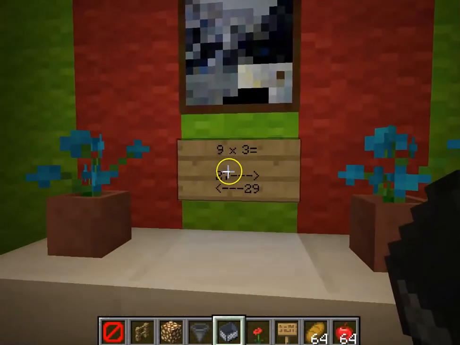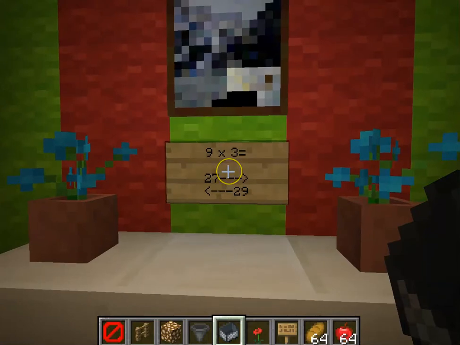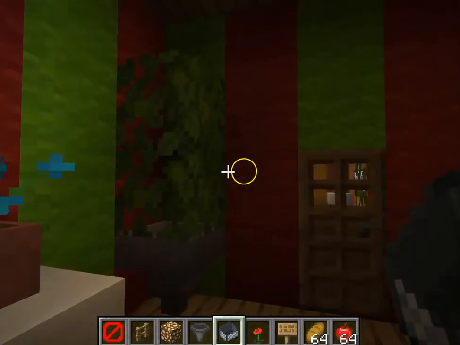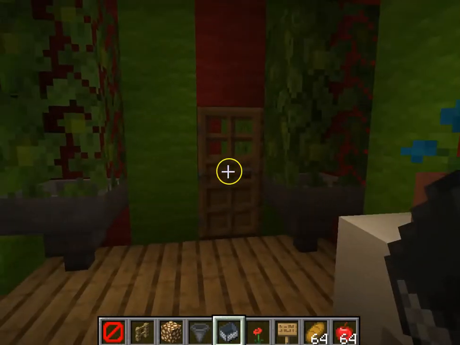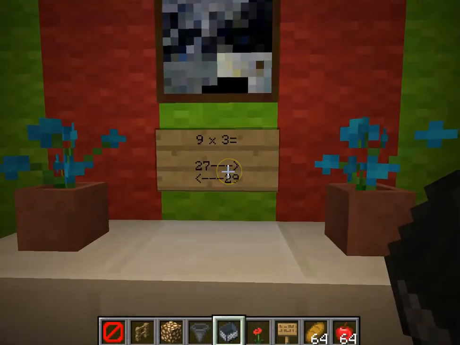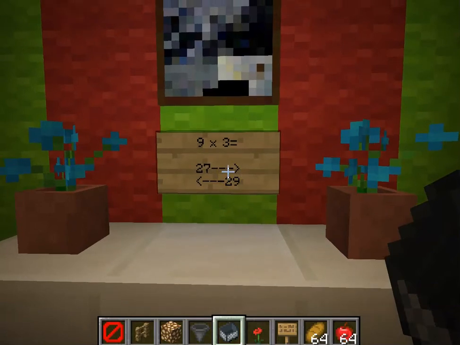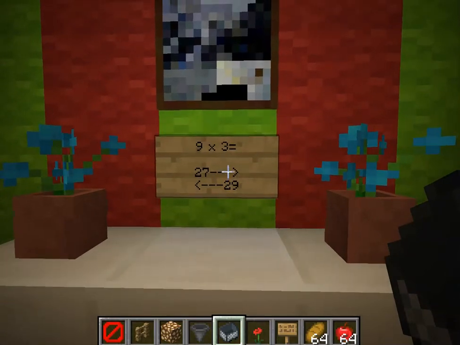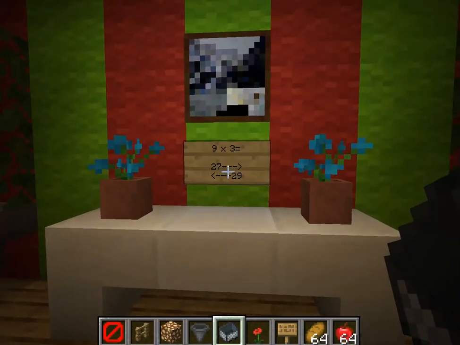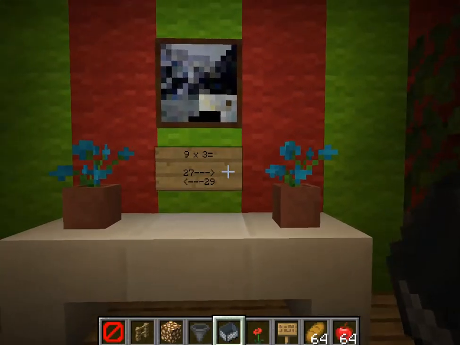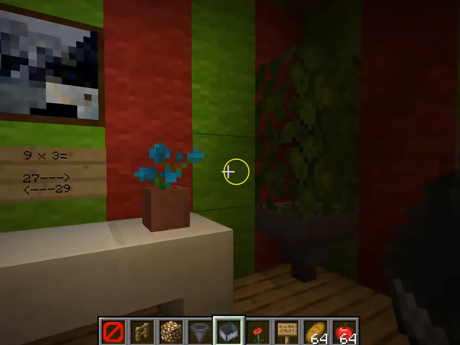9 times 3. That's 9 plus 9 plus 9. Is it 27 or is it 29? 9 times 3. What do you think? That's right. 9 plus 9 plus 9 makes 27. Let's go this way.